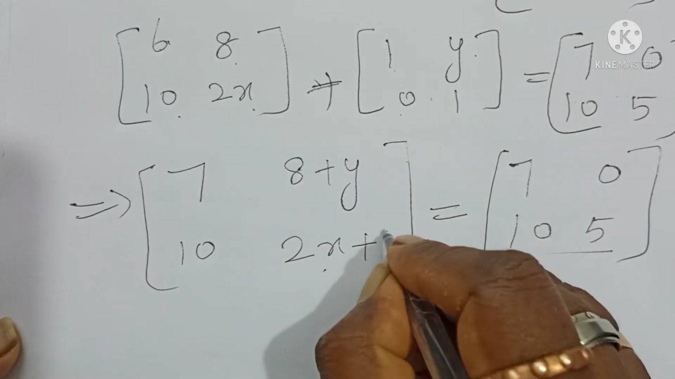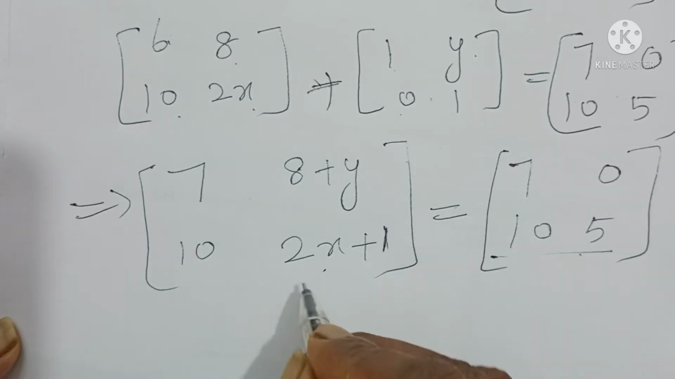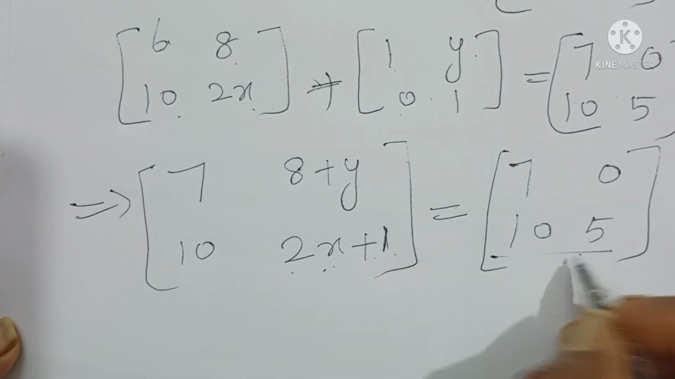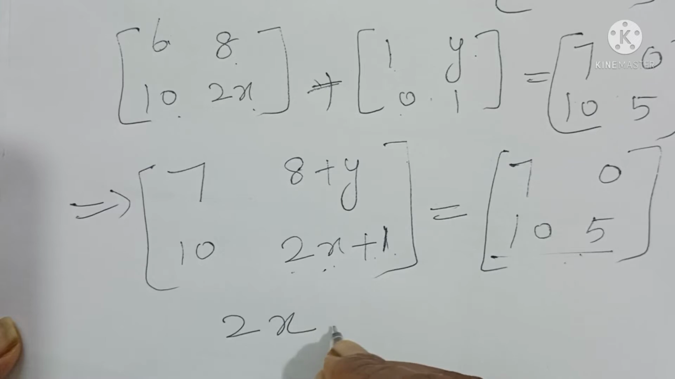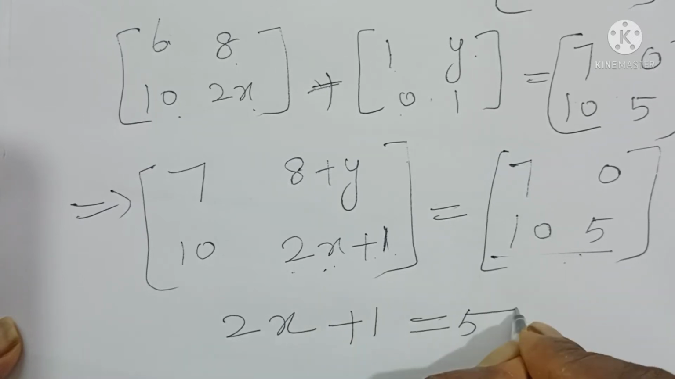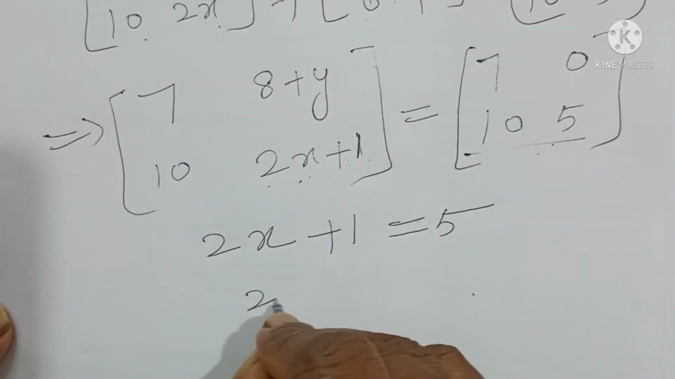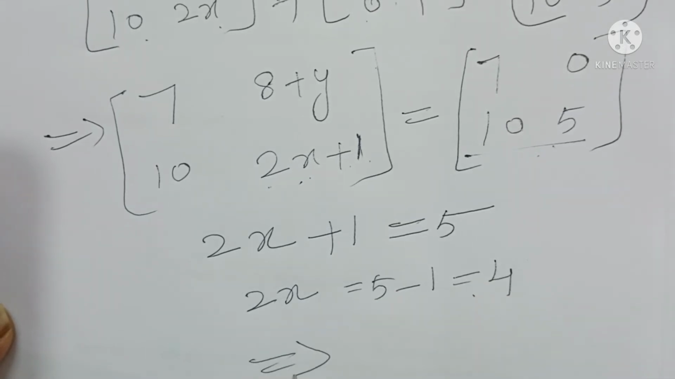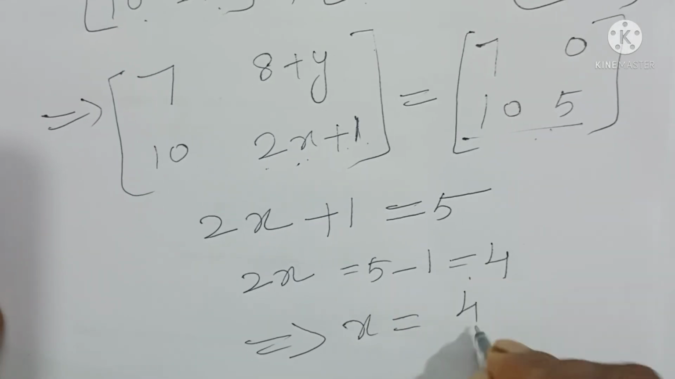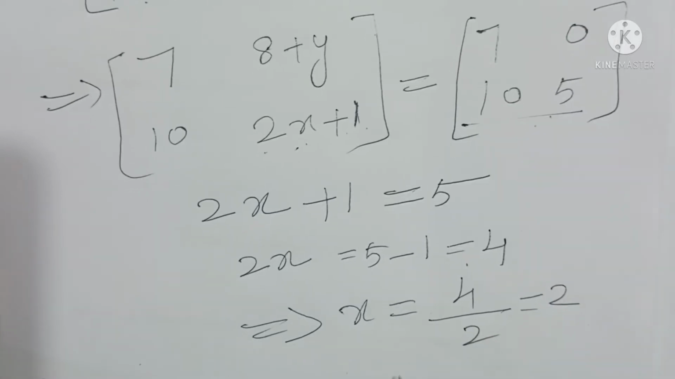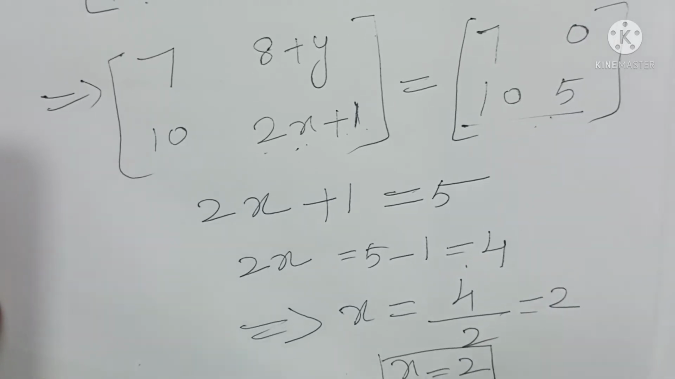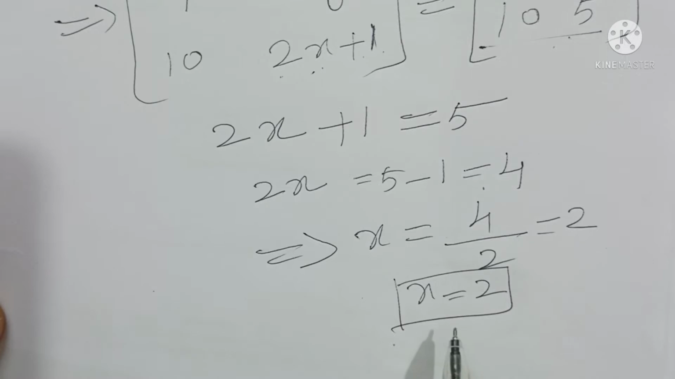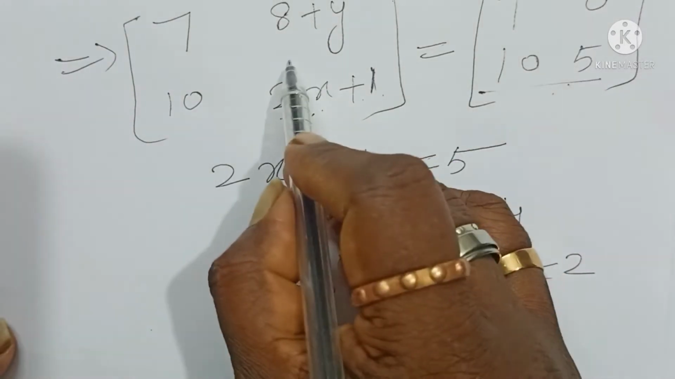Here you have to find the x terms. So 2x plus 1 is equal to 5. So 2x is equal to 5 minus 1, which is equal to 4. This implies x is equal to 4 divided by 2, which is equal to 2. So what is the value of x? 2. Then you have to take this term.